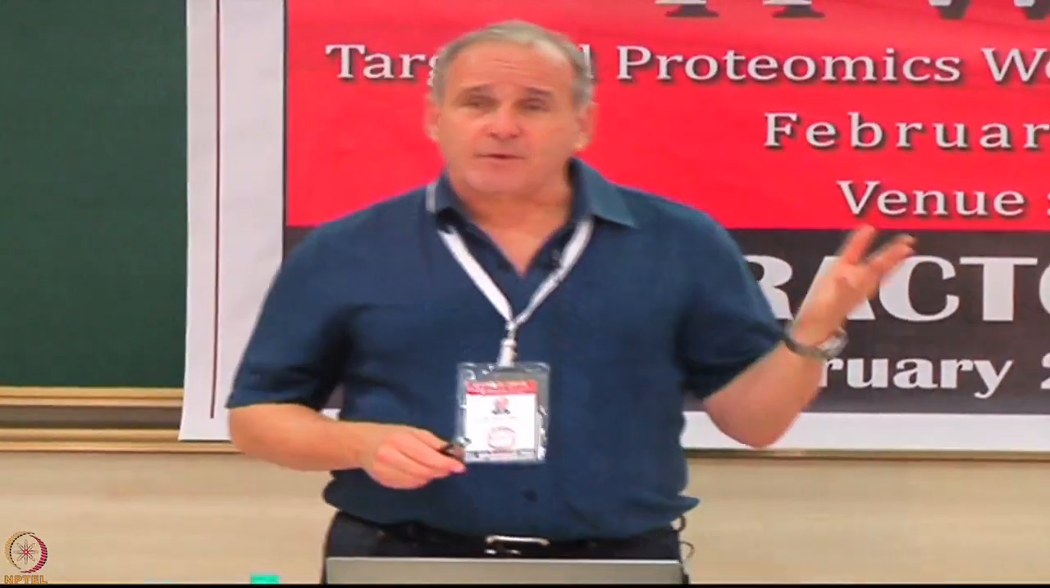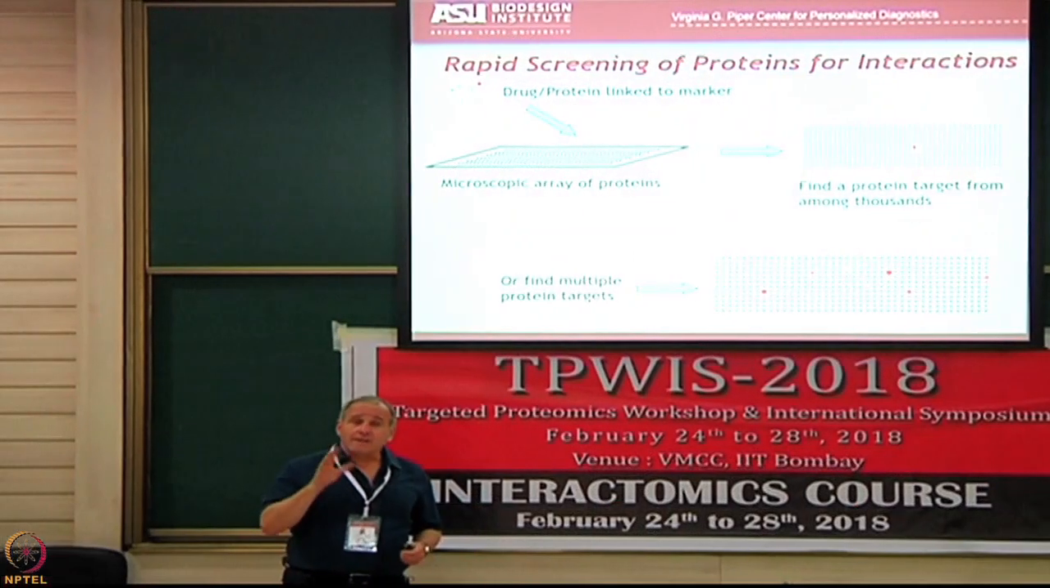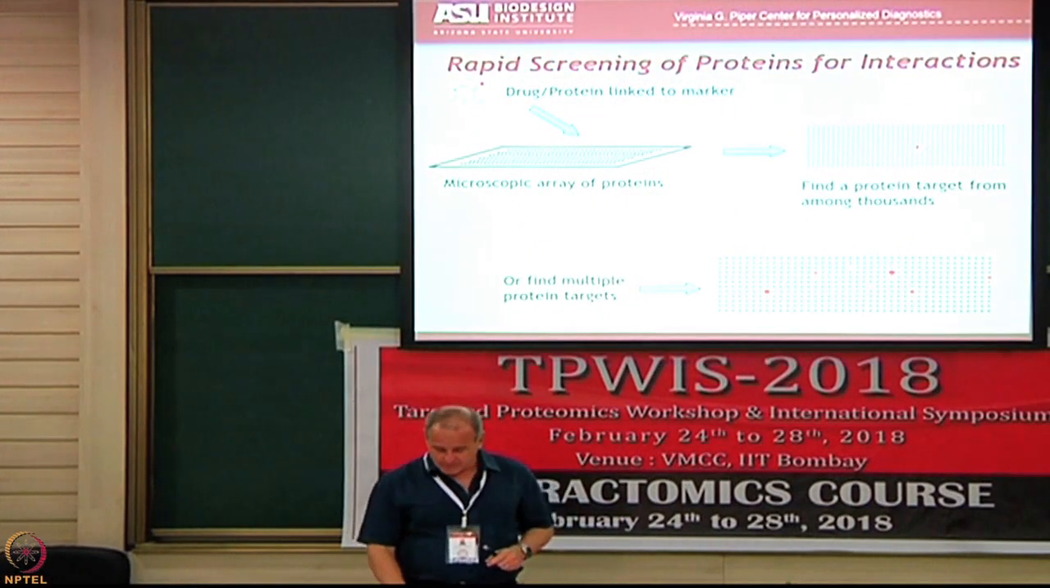So here's an example of what that might look like. Imagine if you had a fluorescently tagged molecule and you probe the array. You can see which protein that molecule targets. Or if it turns out that it binds to multiple proteins, you might see the differences in the binding, and that would give you some sense of its specificity.